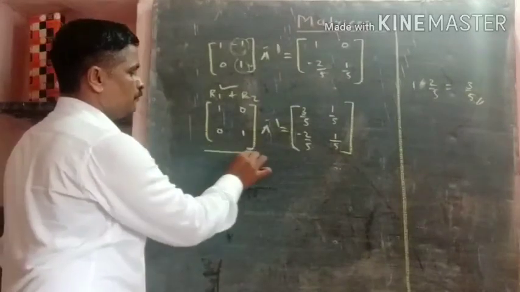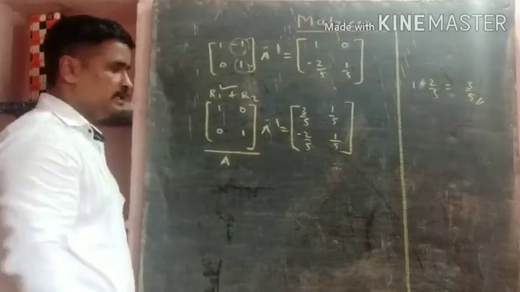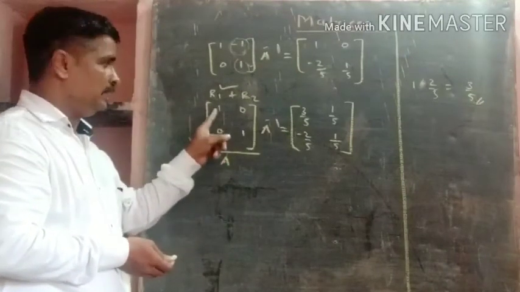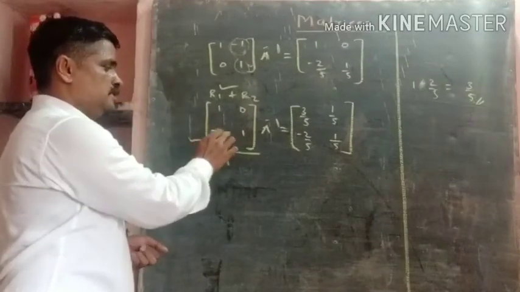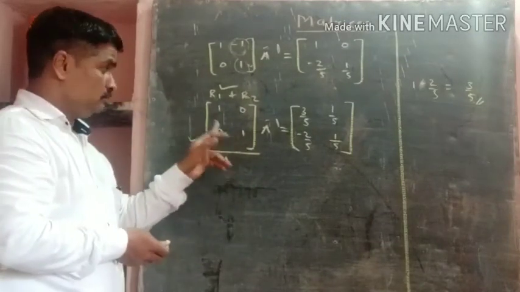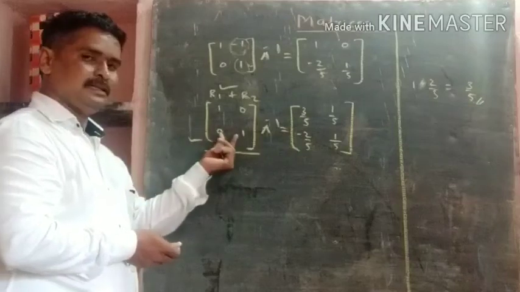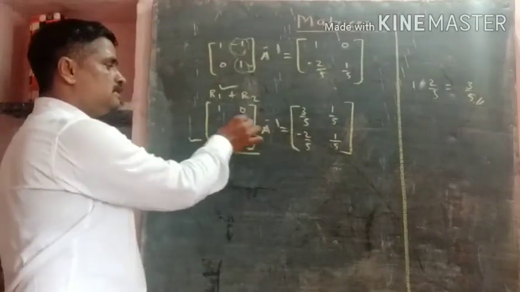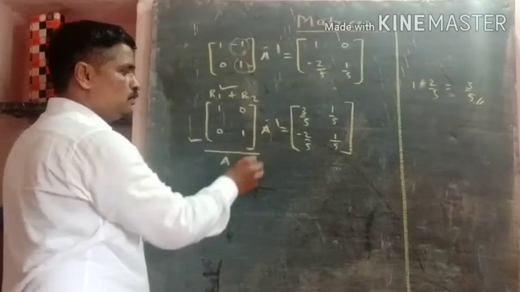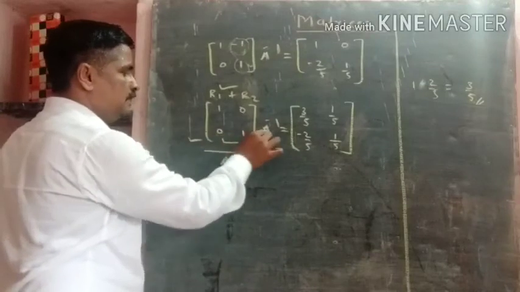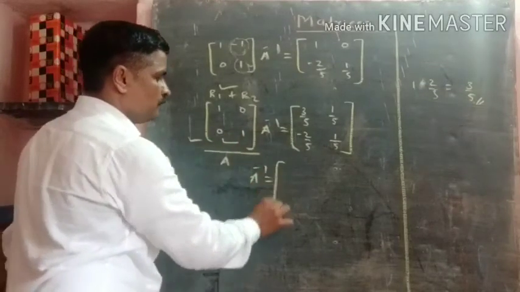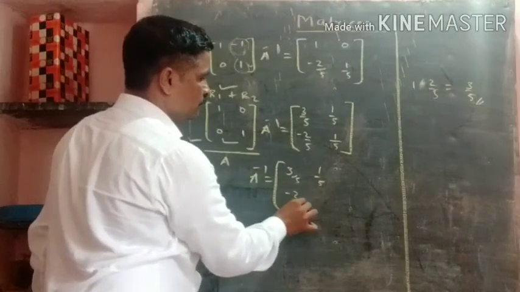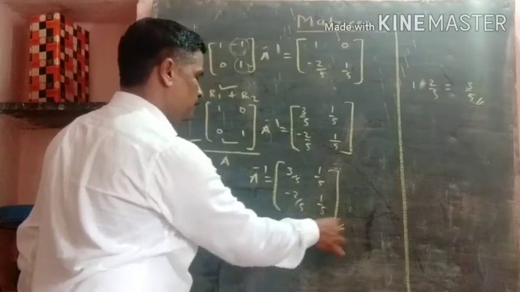So observe this, we have given A and up to this step we convert the given A as 1, 0, 0, 1, that is, it is an identity matrix. So identity matrix into any matrix equals the given matrix. That means A inverse into identity matrix equals A inverse. So identity matrix into A inverse equals A inverse. So it equals 3 by 5, 1 by 5, minus 2 by 5 and 1 by 5.